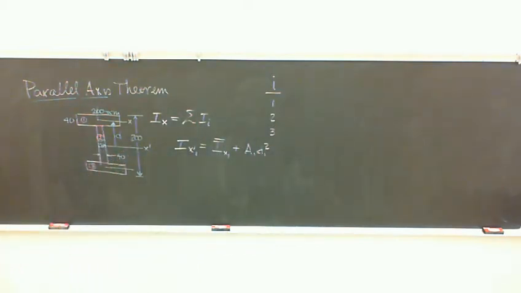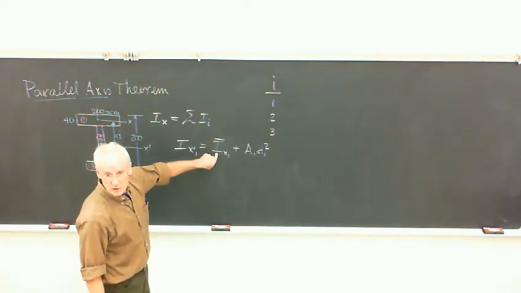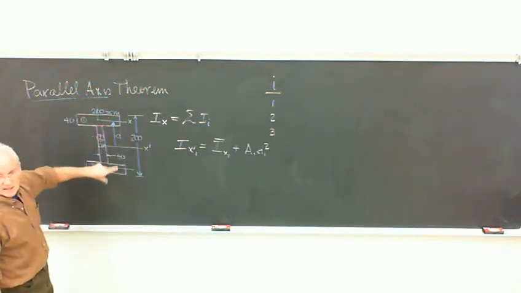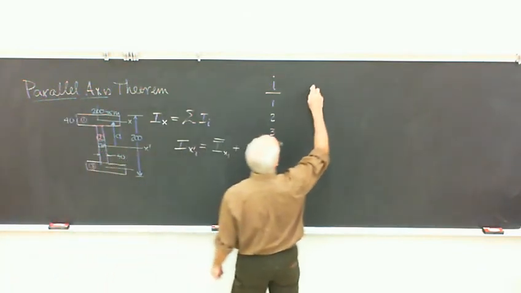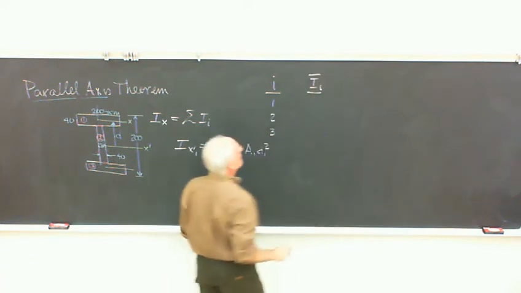We're going to need the centroidal moment of inertia of each one. But they're just nice regular rectangles, so we'll be able to get that right out of the book. That'll be I bar I. We'll get that right out of the book.